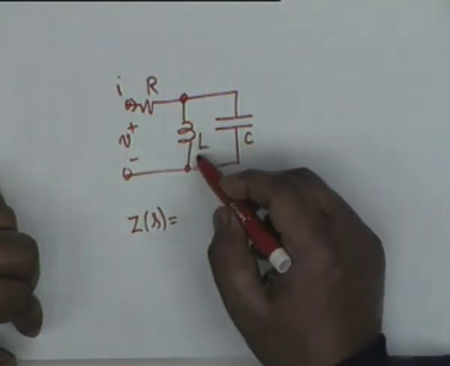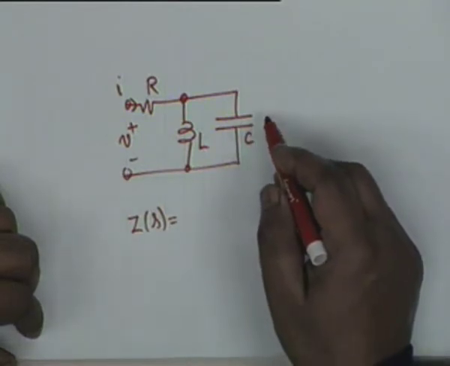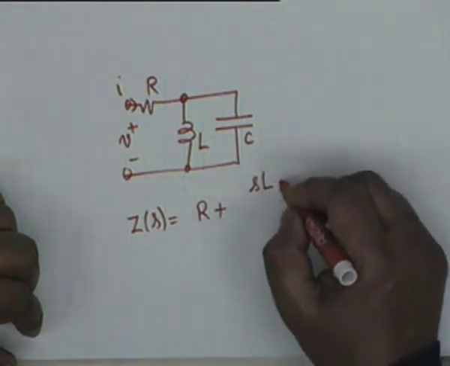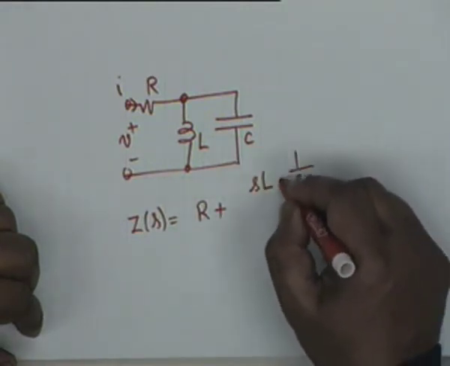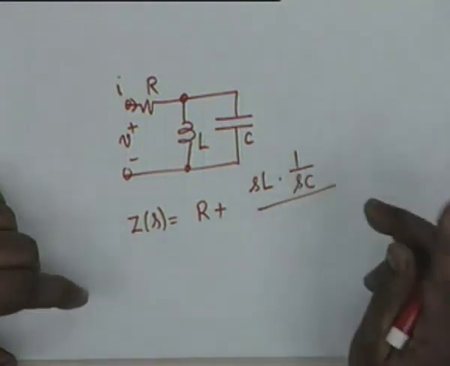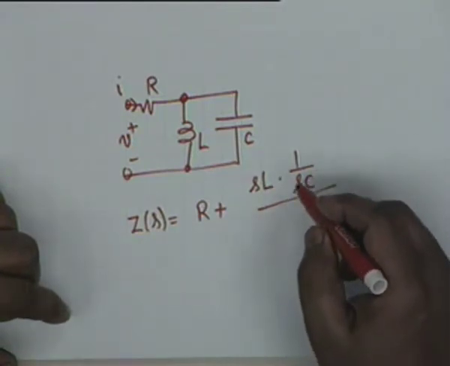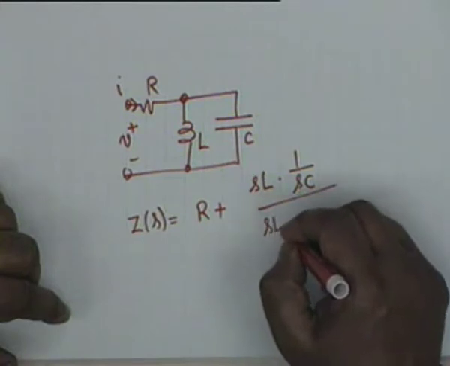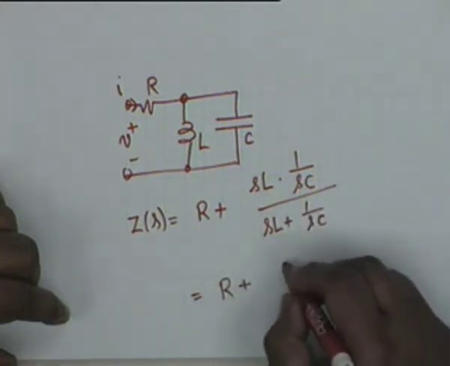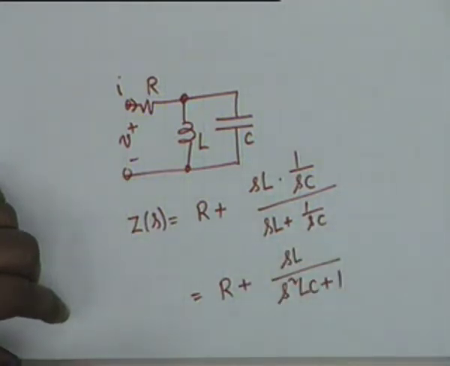Here, an impedance sL is in parallel with an impedance of 1 by sC, and therefore it is R plus sL times 1 by sC, like R1 R2 divided by R1 plus R2. Now, instead of R, you say Z, the impedance. So, Z1 Z2 divided by Z1 plus Z2, that is sL plus 1 over sC, which is equal to R plus sL divided by s squared LC plus 1.